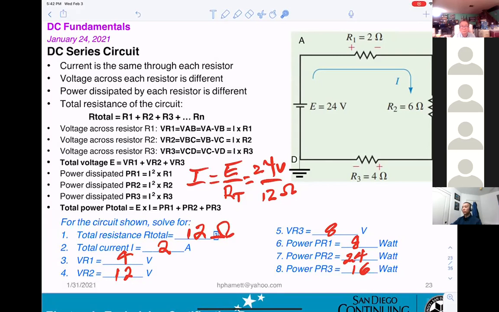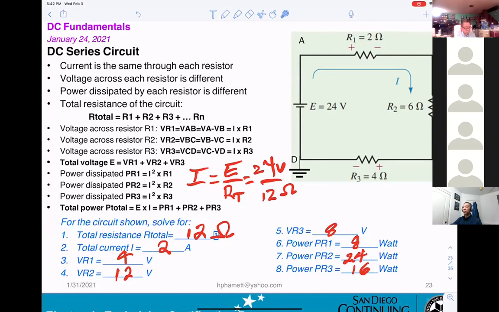What was just explained is called Kirchhoff's voltage law, which means that the sum of the voltage drops around a series circuit is equal to the applied voltage. So by the time you get to point D, the voltage is 0. You've got 24 volts applied, and if you take the voltage drop across R1 plus the voltage drop across R2 and the voltage drop across R3, it must equal the applied voltage.